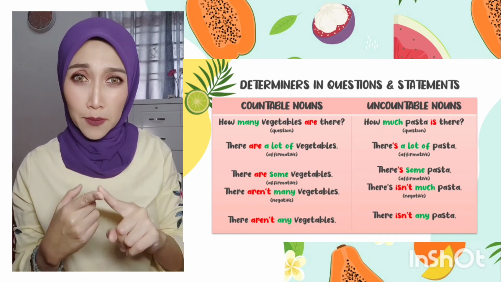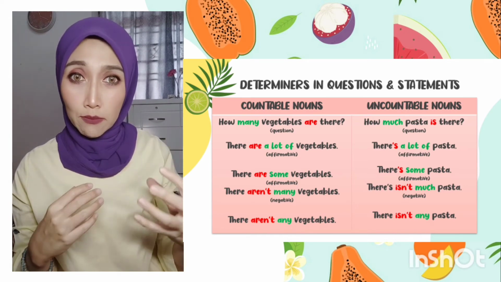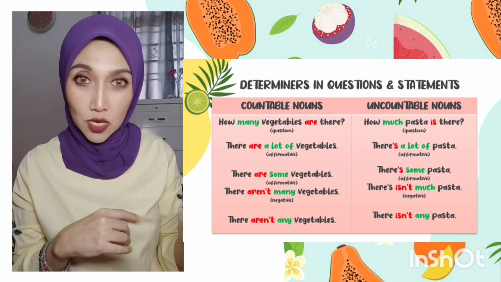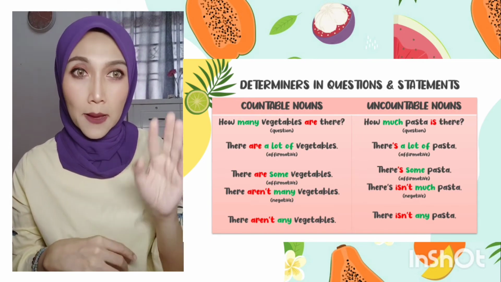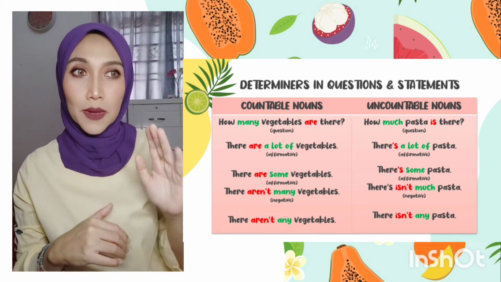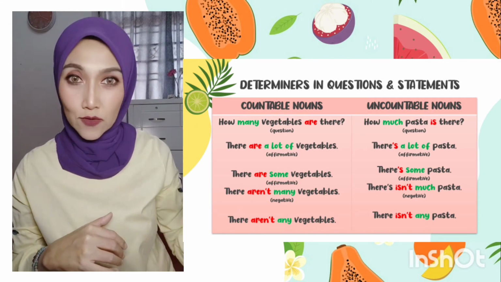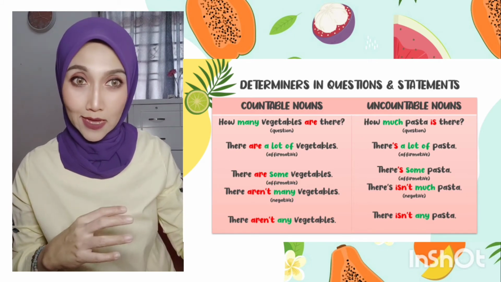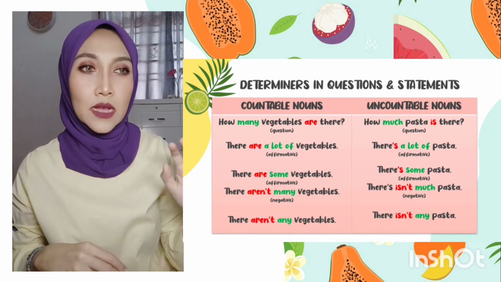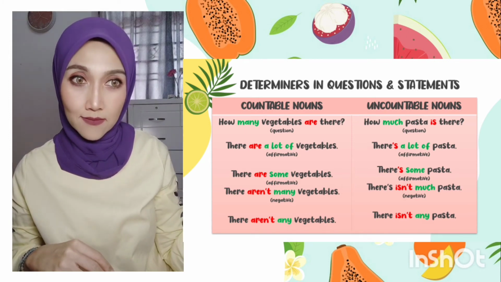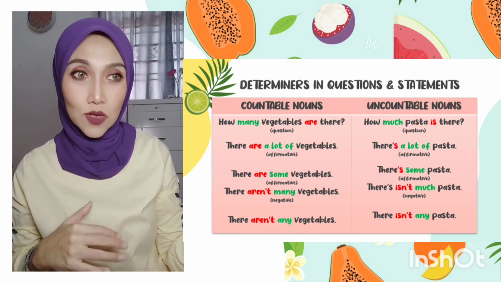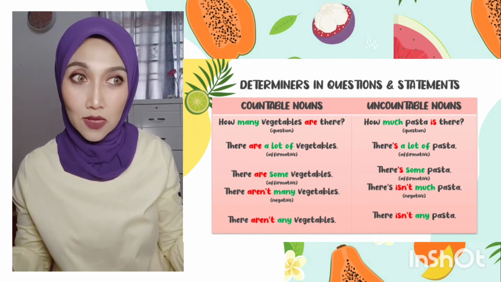Okay, you have to remember when you want to say something about uncountable nouns, you have to use much, not many. Remember, many you use for countable nouns. But much you use for uncountable. Much guna untuk yang tak boleh dikira. But many guna untuk yang boleh dikira. Okay, there's a lot of pasta. We're talking about pasta, right? Just now, the pasta can't be counted, so there's a lot of pasta. So you can use a lot of pasta.